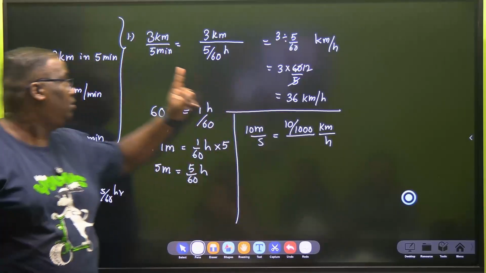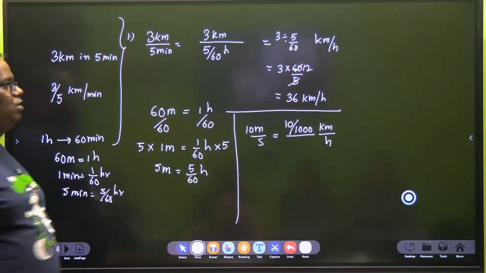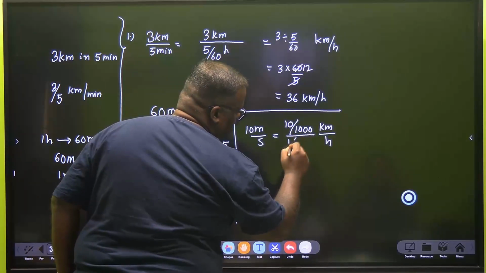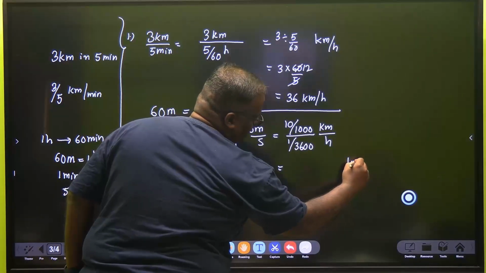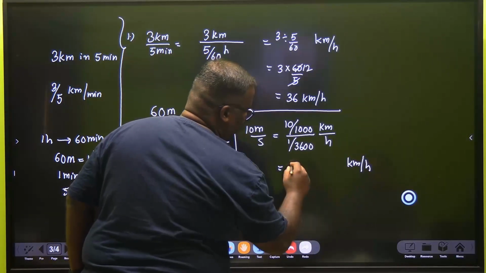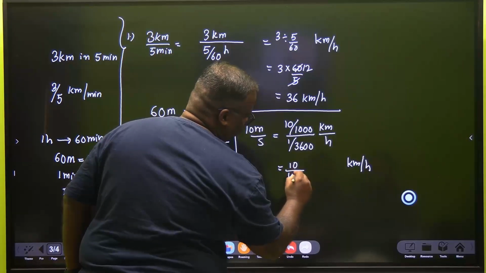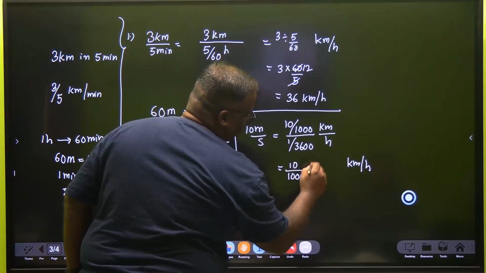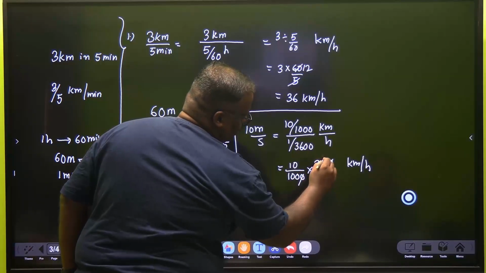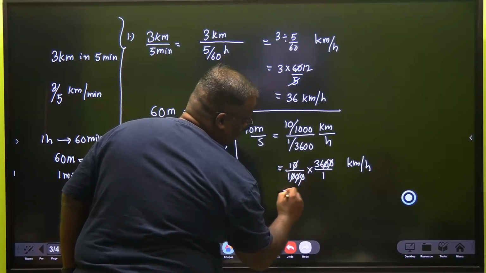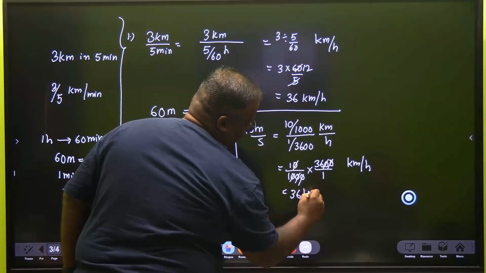1 hour, 3600 seconds. So 1 second is 1 by 3600 hour. Now keep your kilometer per hour very precious. So this becomes 10 by 1000 into 3600 by 1. Cancelling the zeros, we get 36 kilometers per hour.